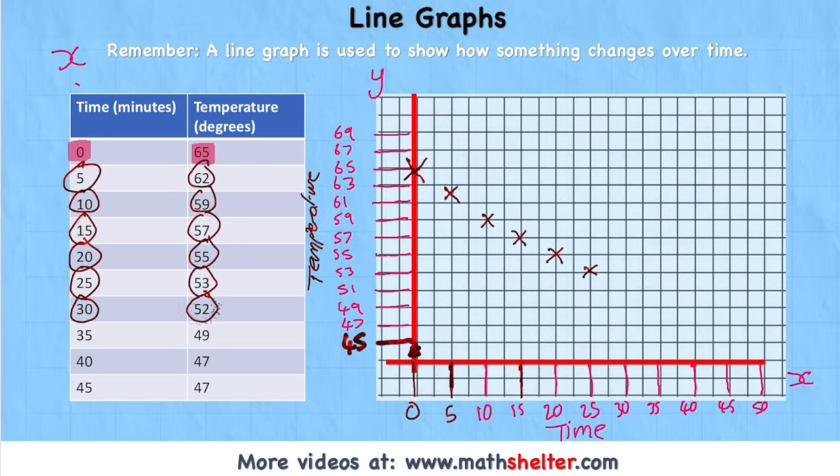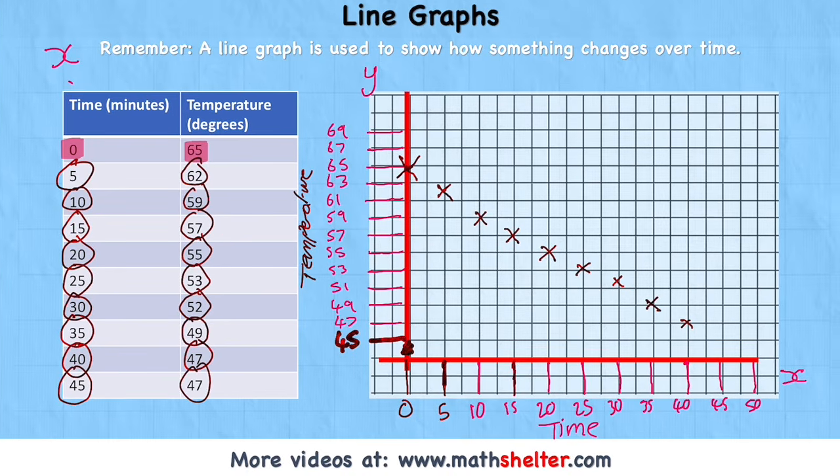30 and 52. So now 30 and 52, the 52 sits between the 51 and 53 line, so it's in the middle just there, but it's on the 30 line. 35, 49 sits just there. And then 40 and 47 sits just here. And then the last one is 45 and also 47, so my cross would go just here.